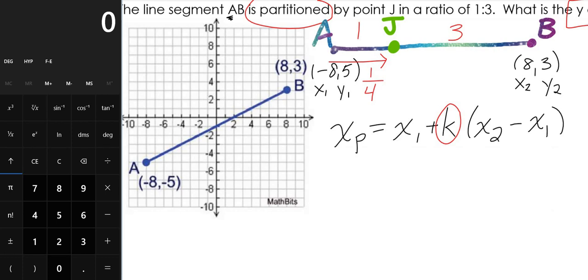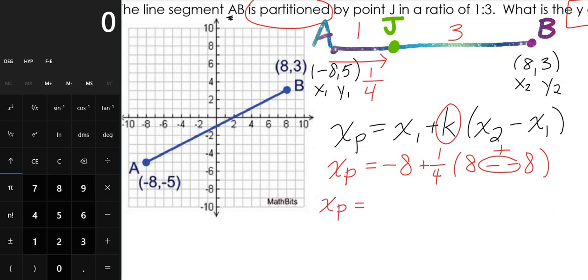We're going to plug everything in, and we're going to solve for the partitioning point's X value, meaning the X coordinate of your point J. Let's plug everything in. So XP is what we're going to solve for. X1 is -8 plus 1/4 parentheses 8 minus -8. Make sure you write the minus before then looking at x1, because you'll notice as a result there's 2 negatives, which makes a positive. XP equals -8 plus 1/4 times 8 plus 8 is 16.